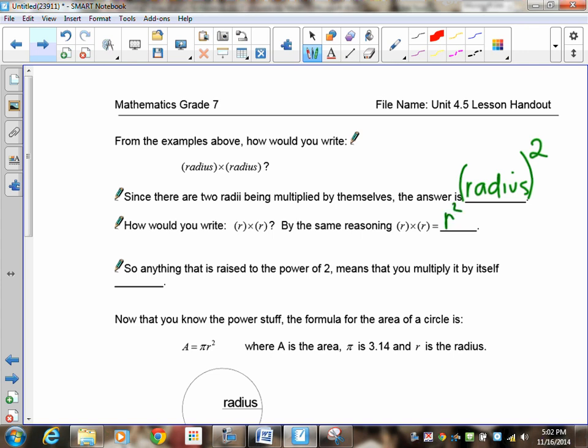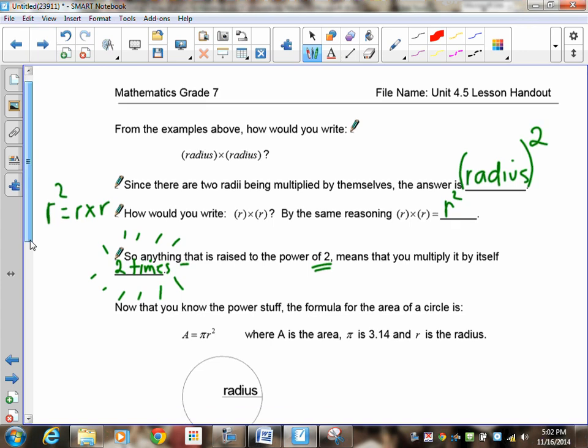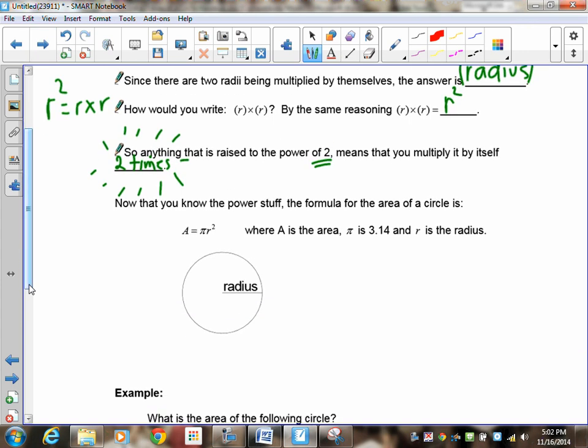Now we normally don't put brackets around variables like that. We just put the 2 floating right on beside the r itself. So anything that's raised to the power of 2 means you multiply it by itself 2 times. Now this is probably the most important part of the formula for the area of a circle. Because if you don't know that r to the power of 2 is equal to r times r, every question that you do is going to be wrong.